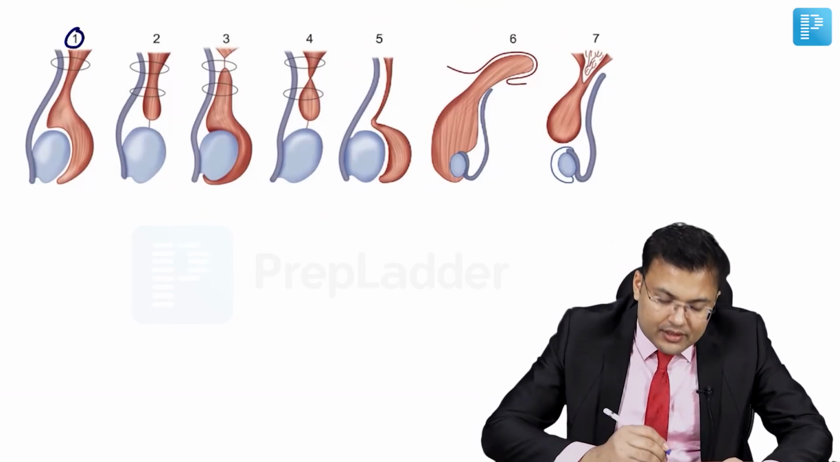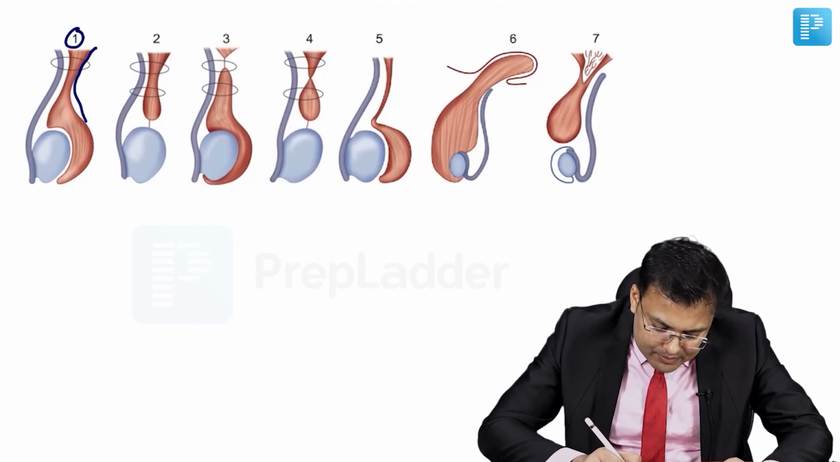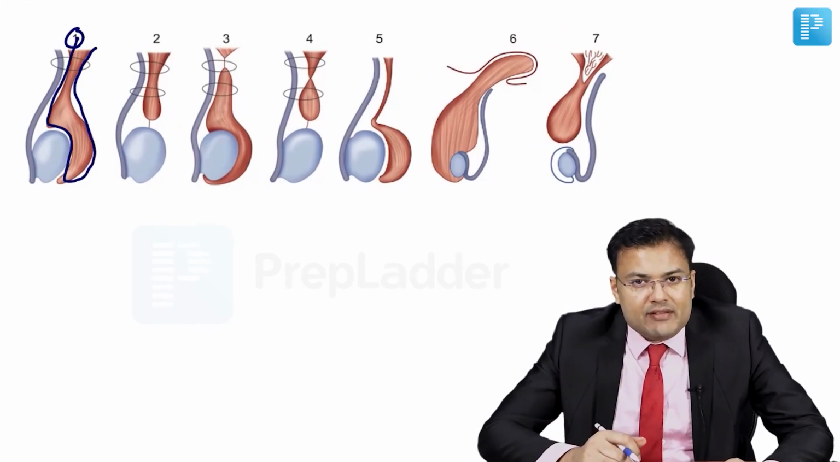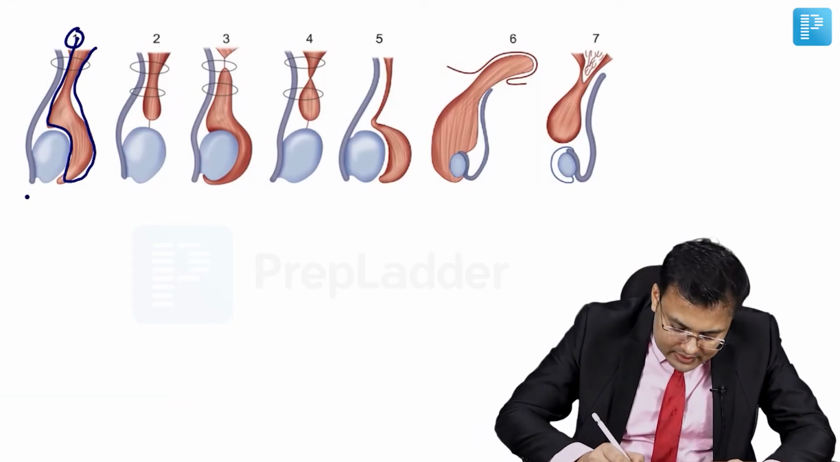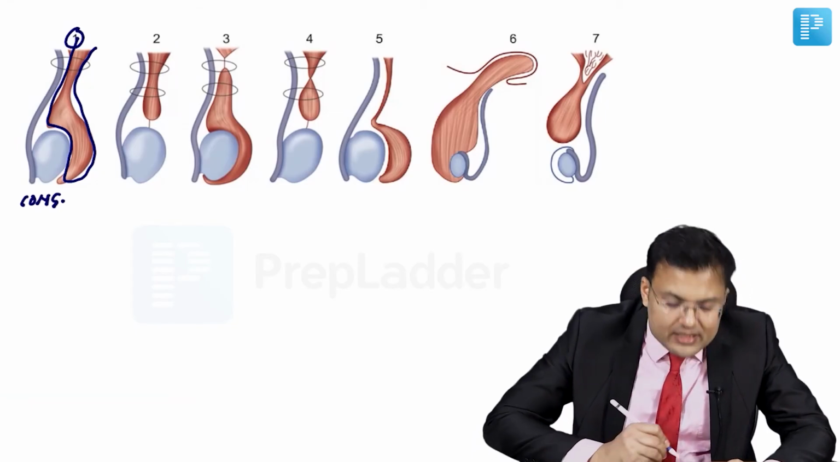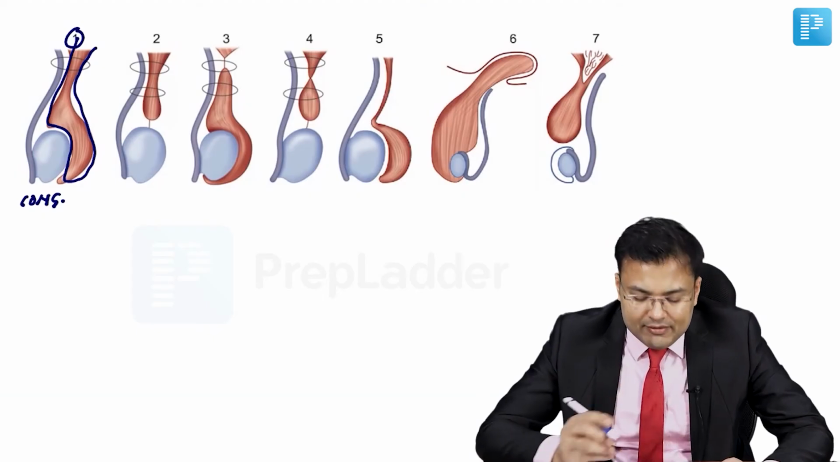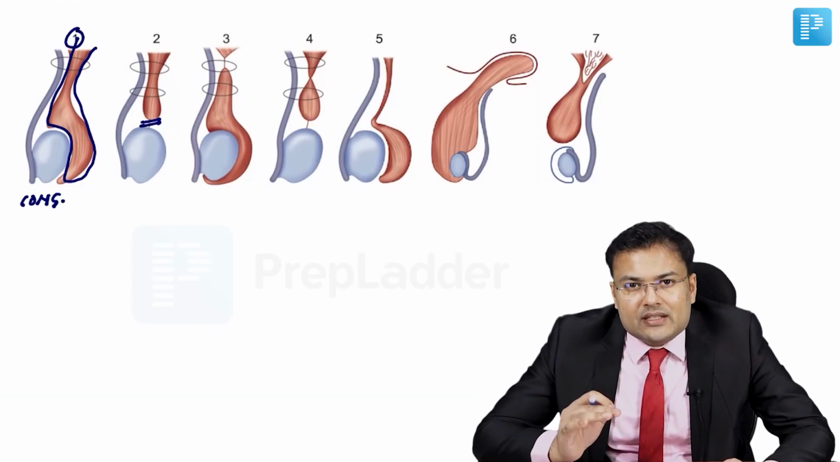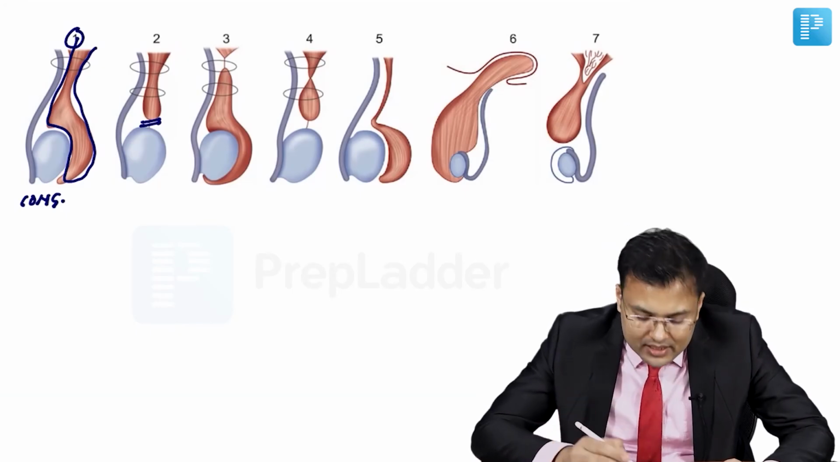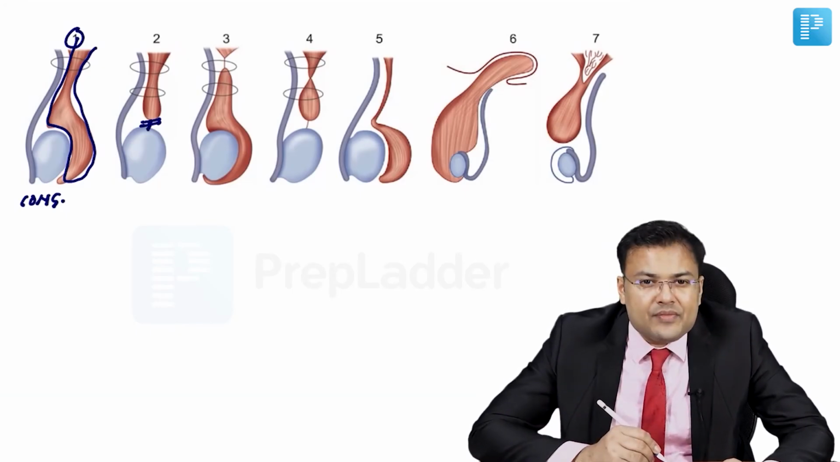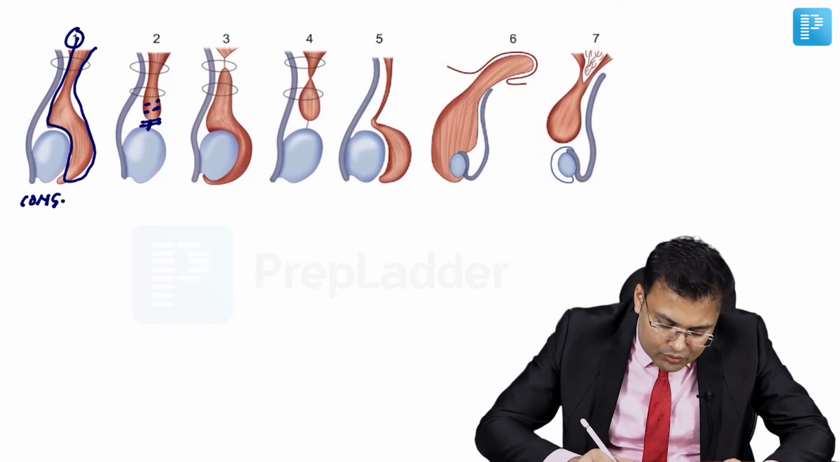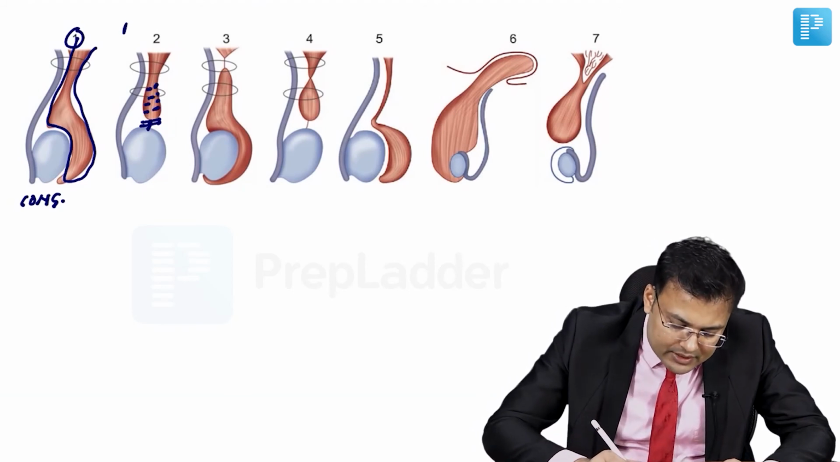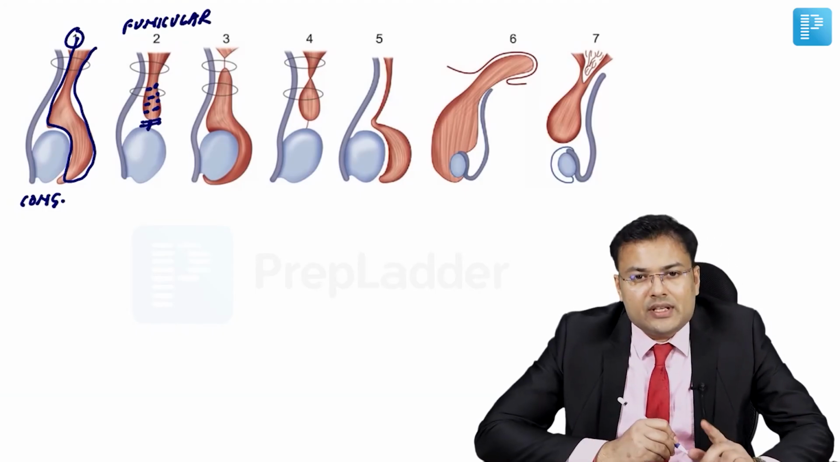Now see the diagrammatic representation of various types of hydrocele. In the first, you can see that there is patent processus vaginalis. Can you see? There is communication with the peritoneal cavity. So what's the name of this hydrocele? This is congenital hydrocele. See the second one. Here you can see that the processus vaginalis is distended or patent up to the top of testis. Since it is patent up to the top of testis, this is funicular.